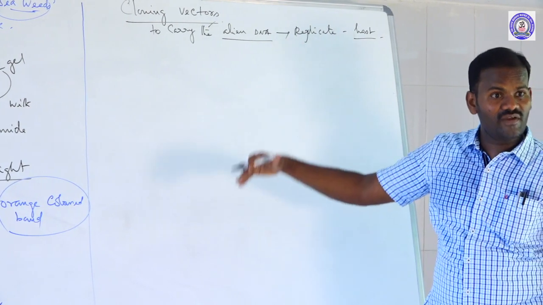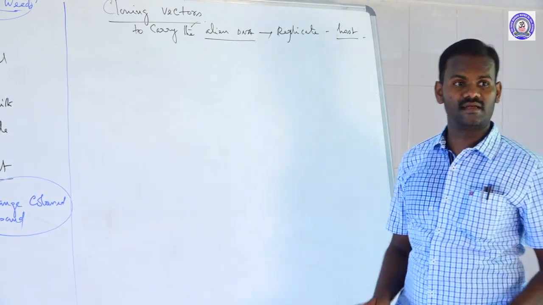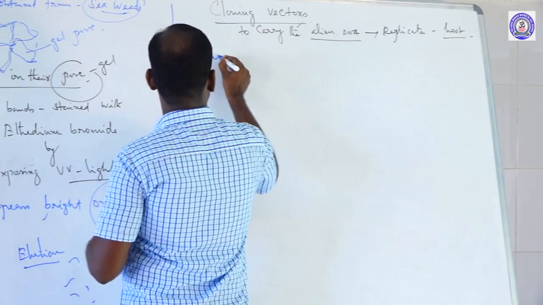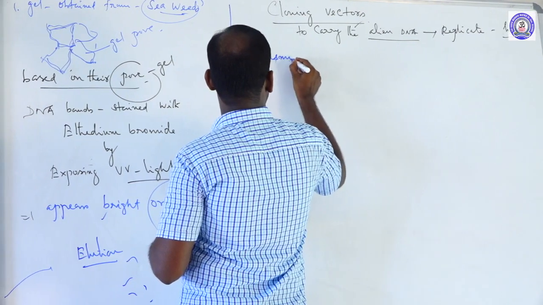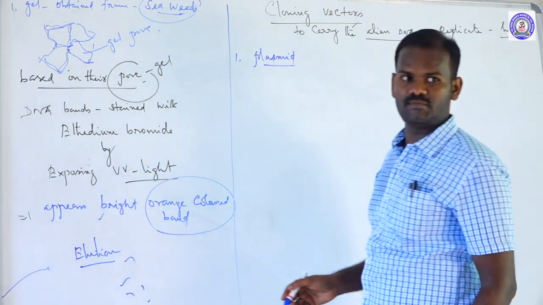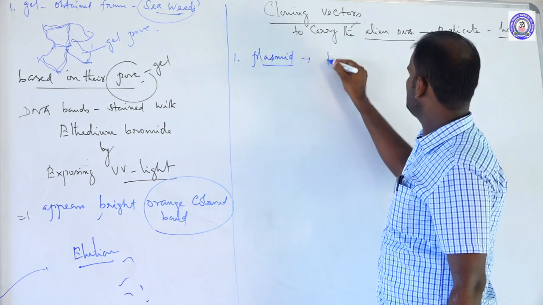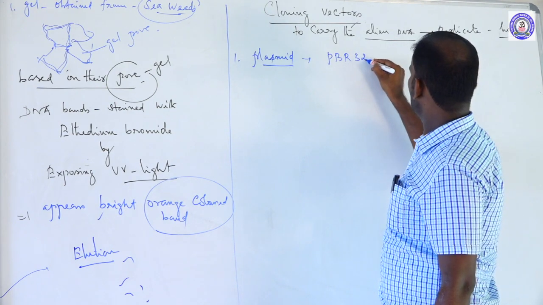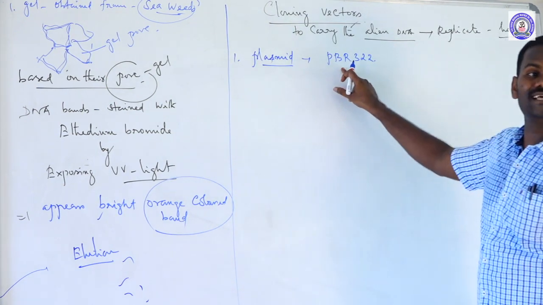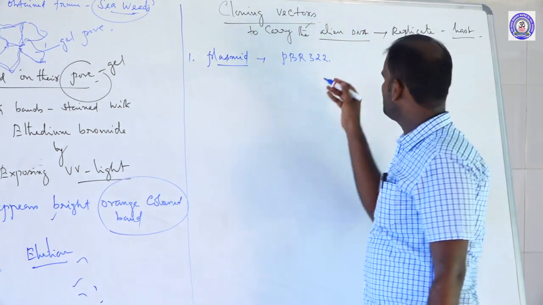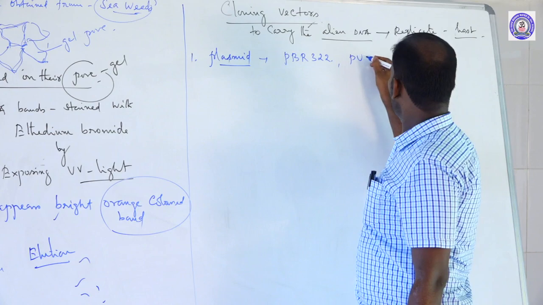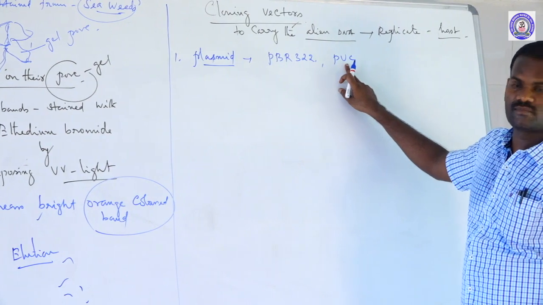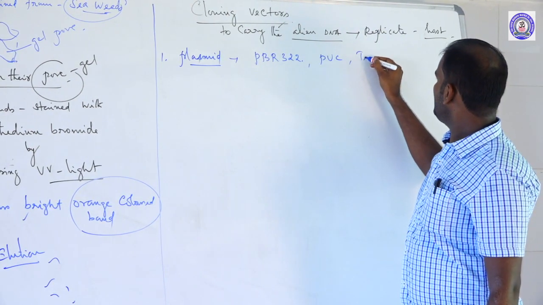There are different types of cloning vectors used in recombinant DNA technology. What are the different kinds? The first one is plasmid. It is the most suitable vector. There are different types of plasmids used. One is the PBR322 plasmid, the first artificially constructed plasmid. Then the PUC plasmids, which were developed at the University of California.